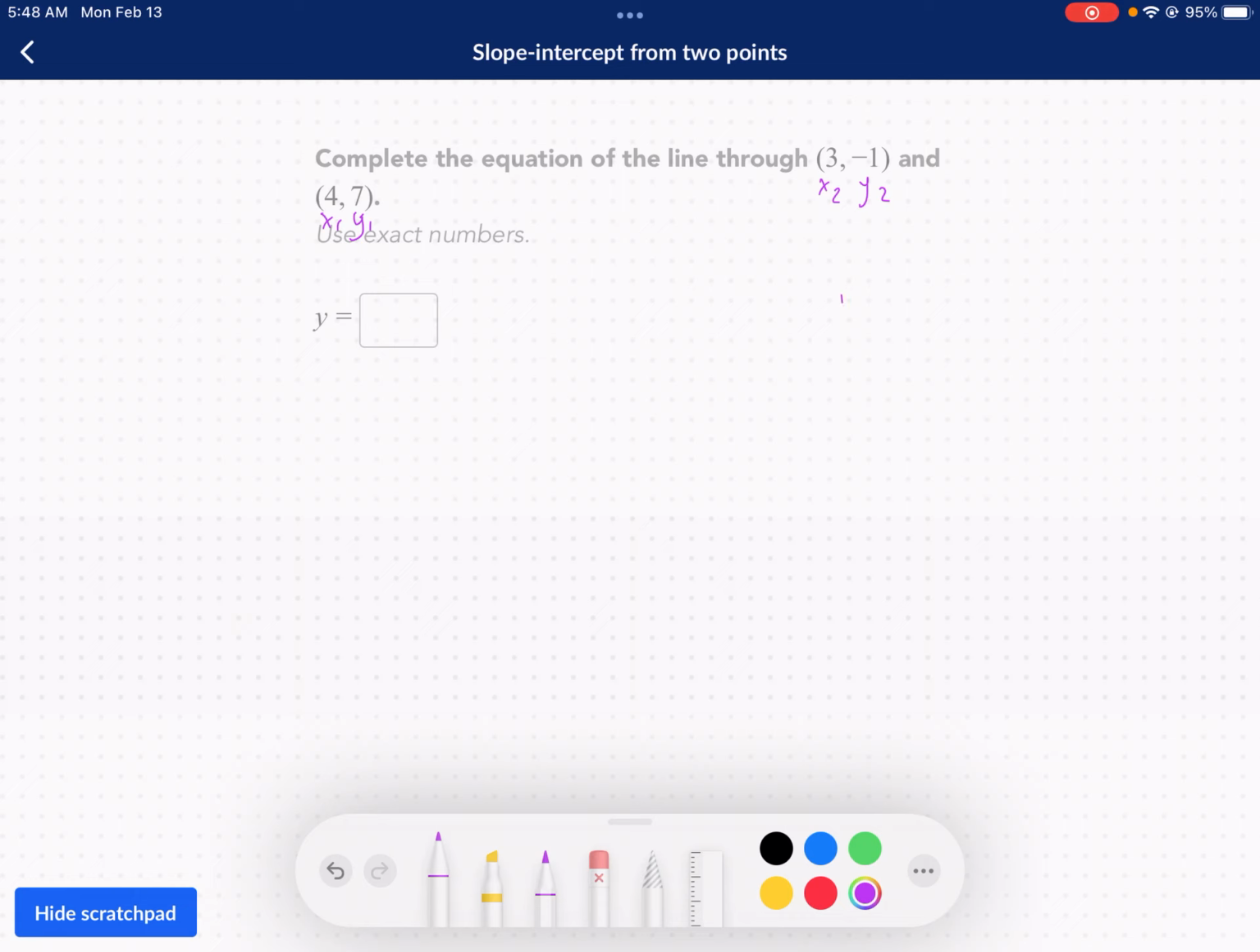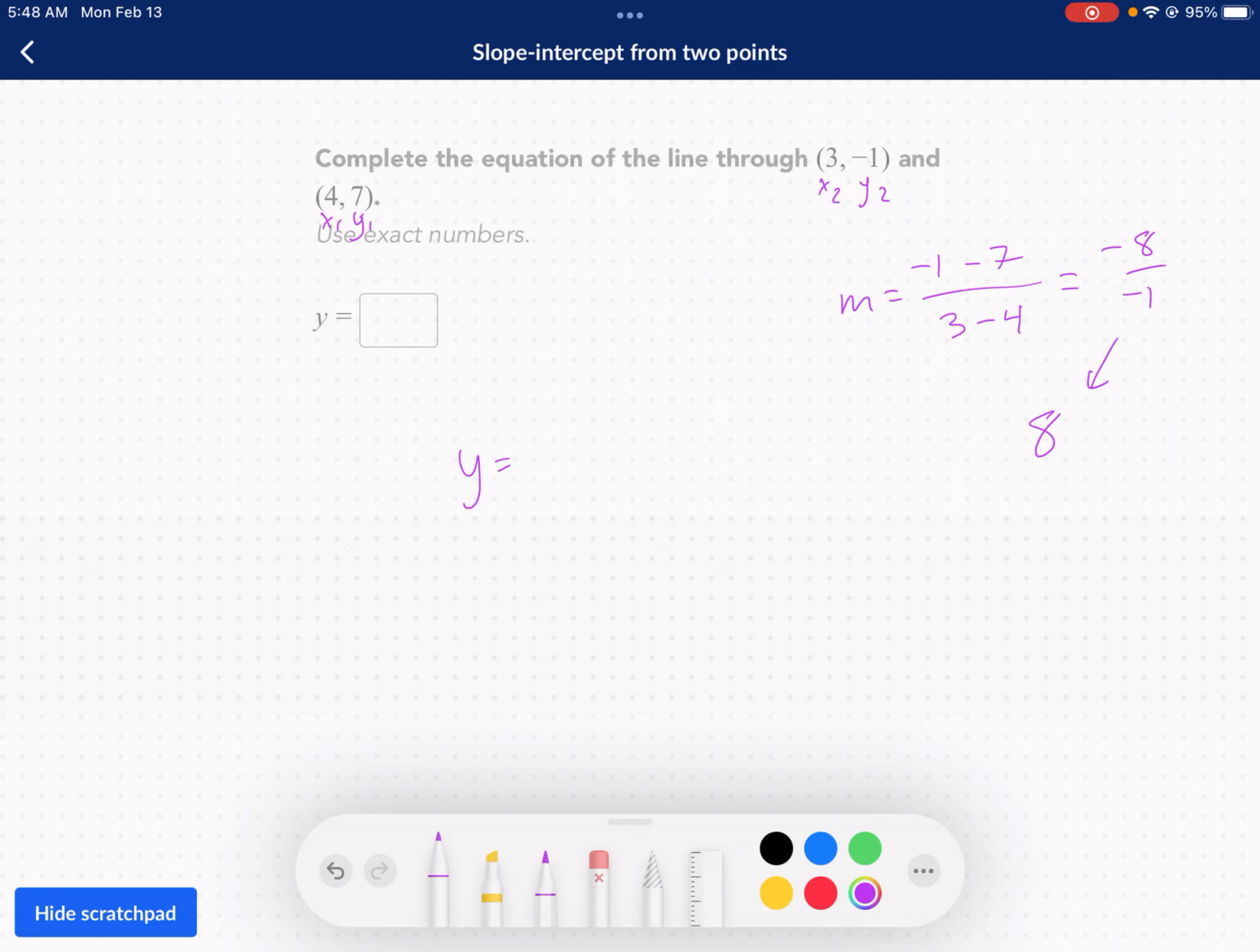As long as you are consistent in your labeling and having an x and a y in the same numbers involved, you're absolutely fine. So m equals, my y2 this time is negative 1 minus 7, and then I have x2 is 3 minus 4. Okay, so a little bit tougher. Not impossible. I'm going to get negative 8, and I'm going to get negative 1. And if I have a negative over a negative, that's going to give me a positive. So my slope is positive 8.